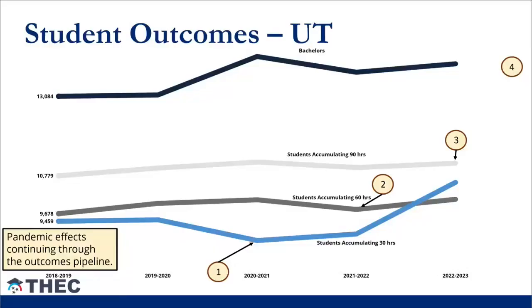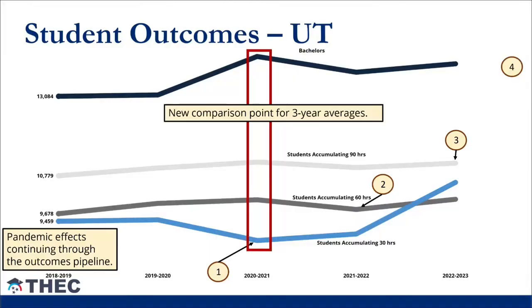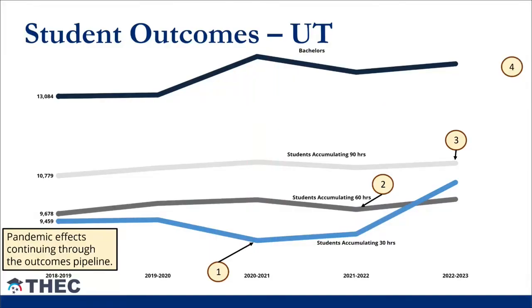We'll take a quick look at some of the UT data that we have. And again, there's a similar trend with those pandemic effects continuing through the pipeline. You can see that at point 1, point 2. Interestingly, that slight dip down does not translate to point 3 there. And we're working with our research team to better understand what's happening there.